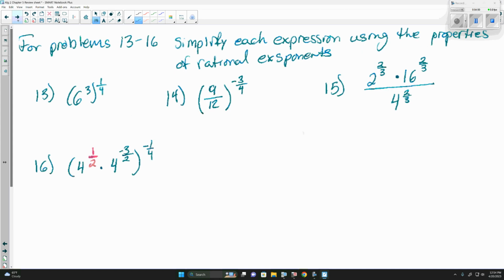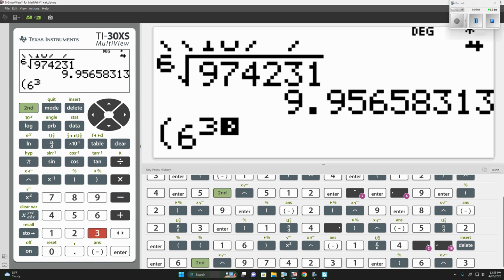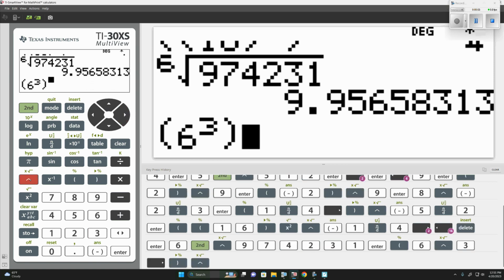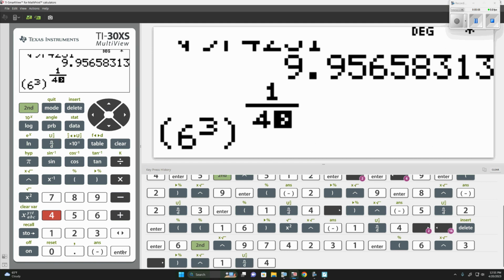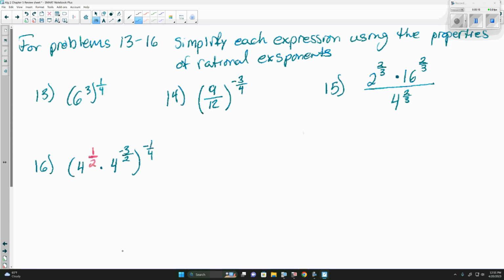So, I mean, we could try, simplify each expression, use the properties of rational exponents. So we could try 13. Parentheses, 6 to the 3rd, to the fourth. This gives us a decimal. Now, it doesn't say to round, so this is not the correct answer. I would mark it wrong, because we need to use the properties of rational exponents.